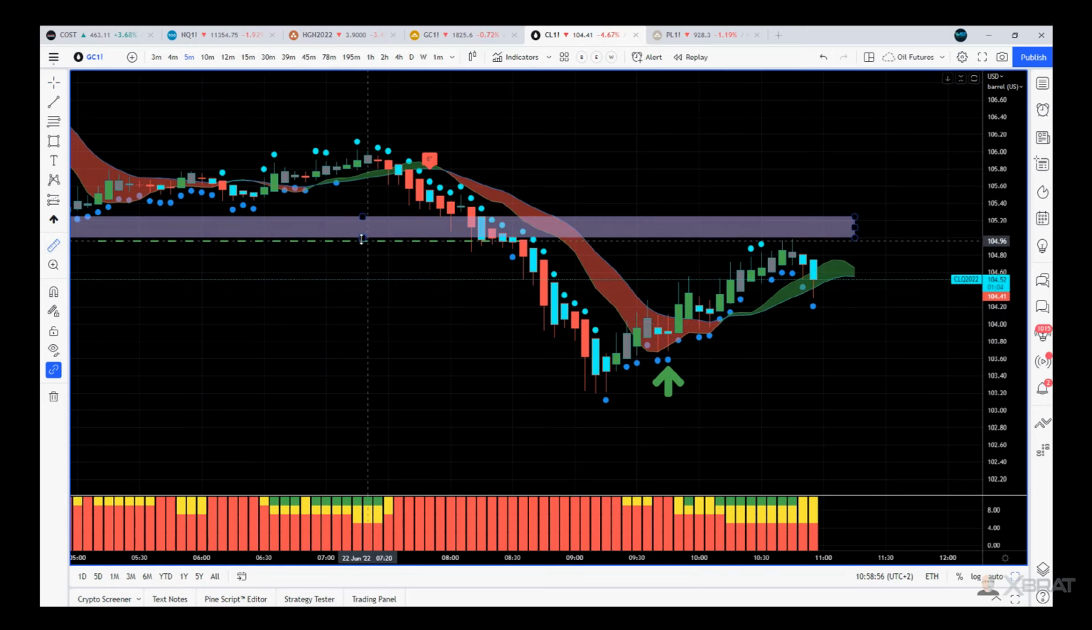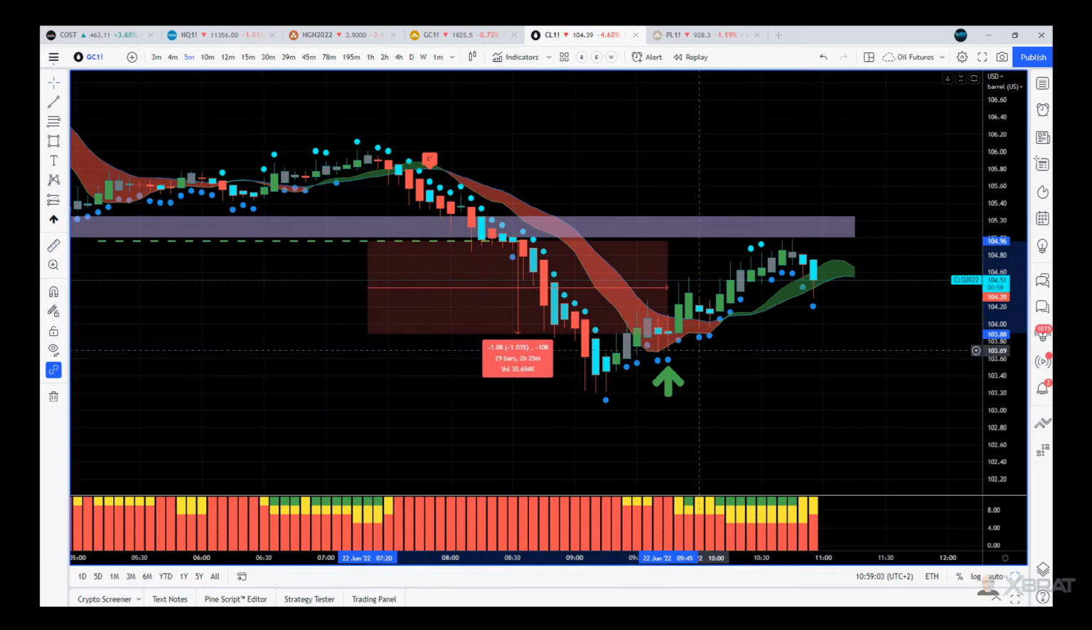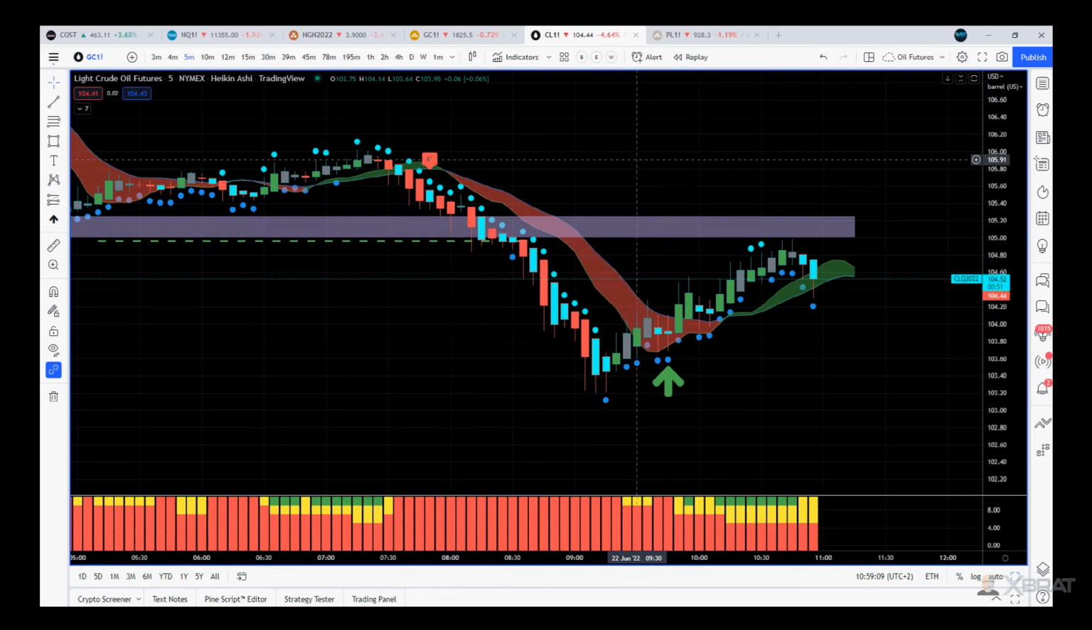So that was the entry there, and we got out on the close of this candle here, and that was 108 ticks. Very nice move. That's a $1,000 trade there. We've got to look for those opportunities at the best times of day to trade this. One of those times is that European time, between sort of 7 a.m. and 9 a.m., that 2-hour slot.